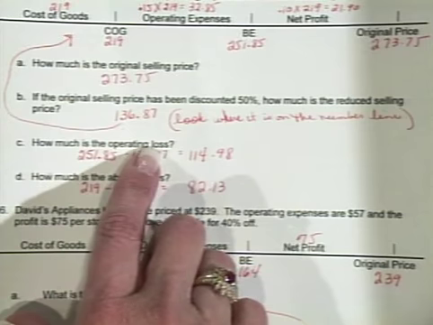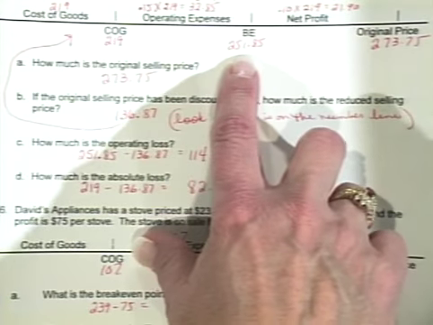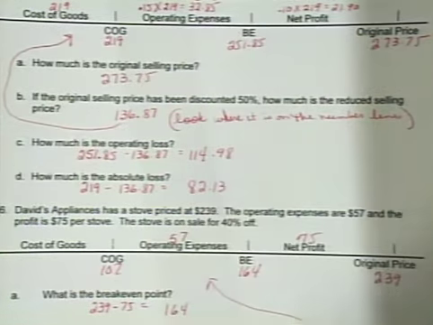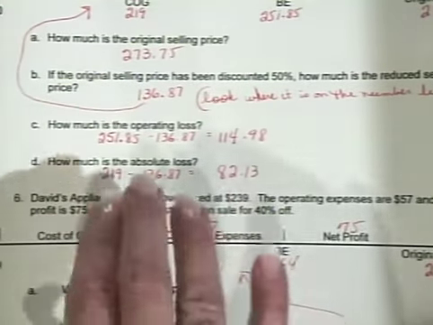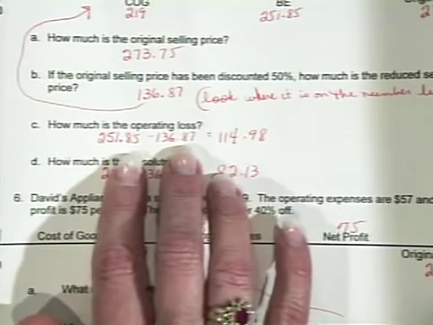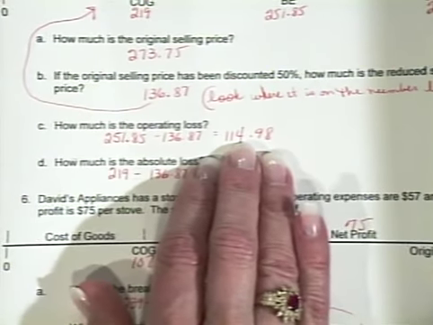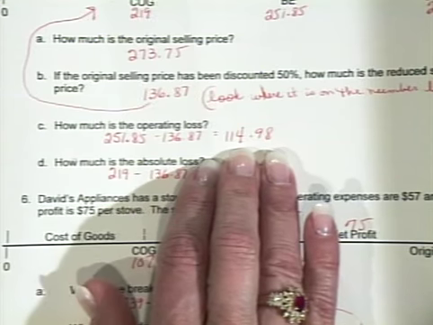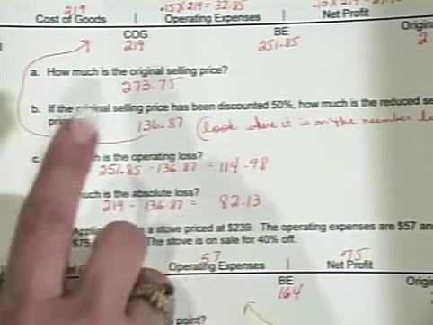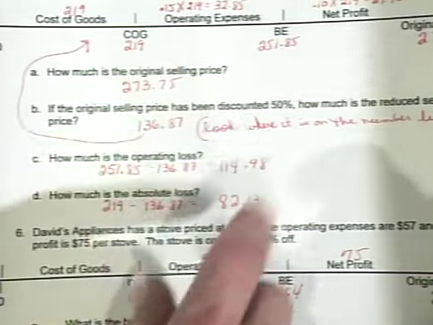How much was the operating loss? We established that the break-even was $251.85. Since that's the break-even point, I know that operating losses are below break-even. I'm going to subtract the selling price. I'm getting $114.98. You're going to be a penny different. Selling price is right here below cost of goods.